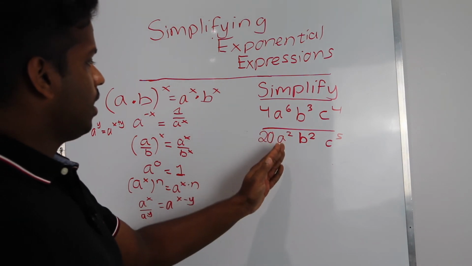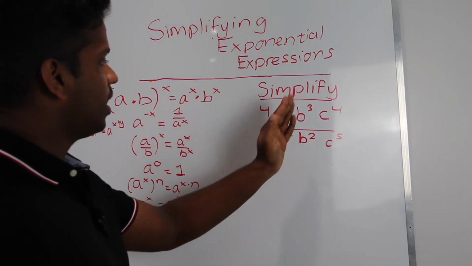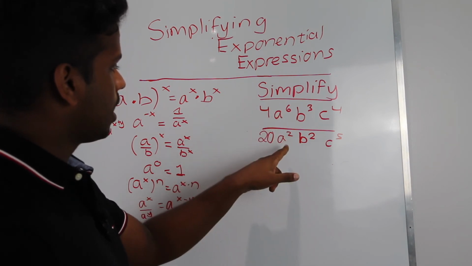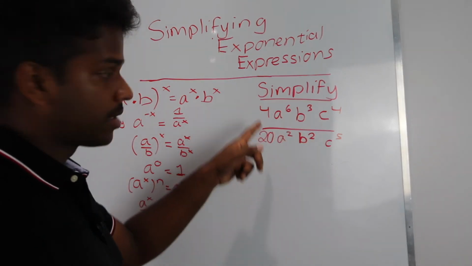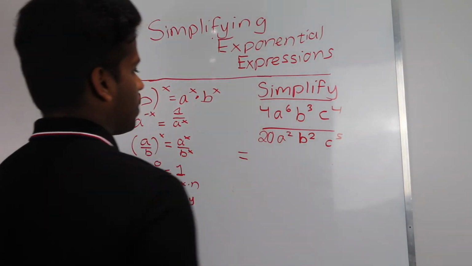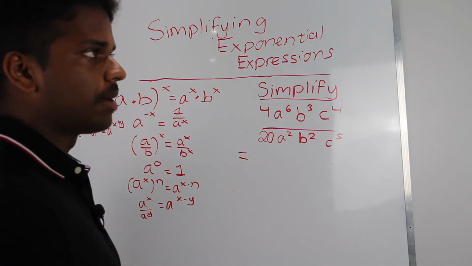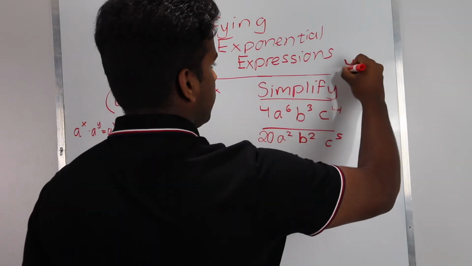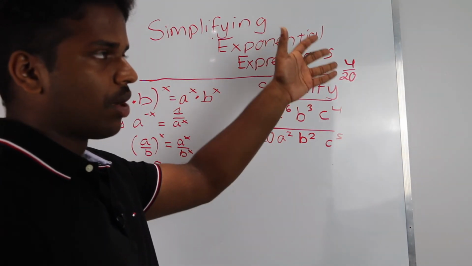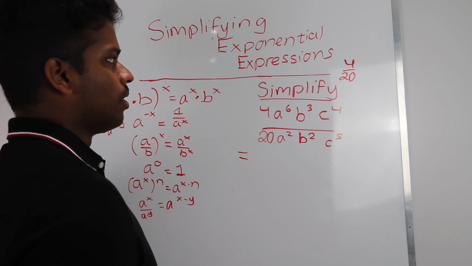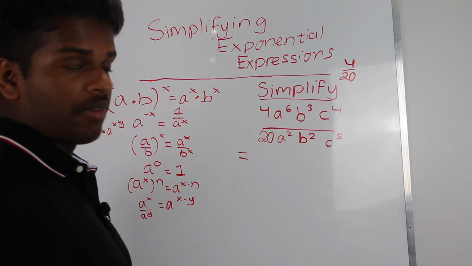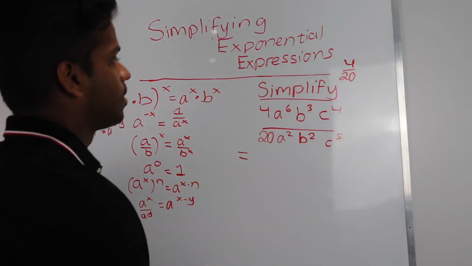So we have bases of a, b, and c. All of them have exponents. We're dividing all a, b, and c. We're also dividing these coefficients here. So we have to do them step by step. So 4 divided by 20, what does that give you? 4 over 20, you could actually simplify it. You could divide it and get a decimal 0.2, but we can simplify it and leave it as a fraction since the question asks us to simplify.